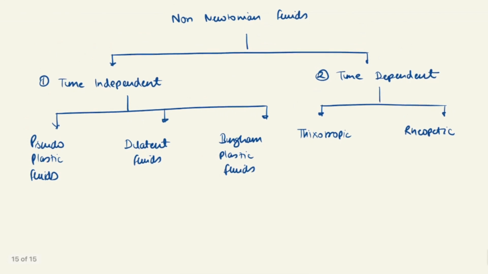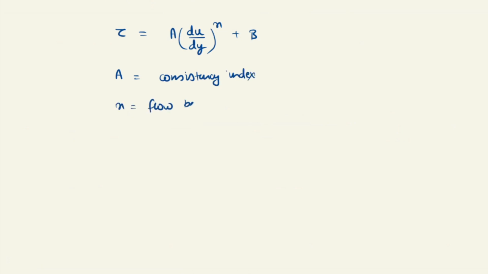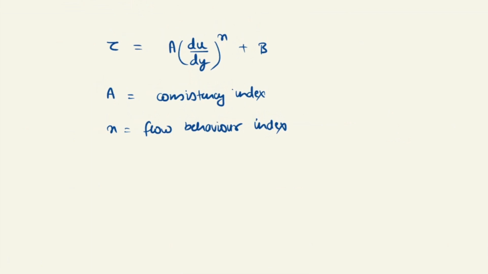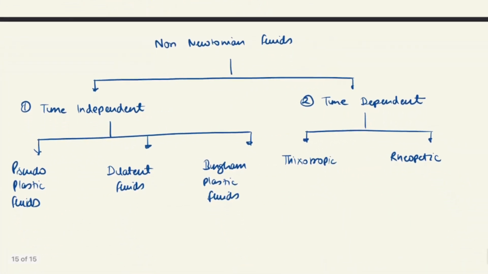Before discussing non-Newtonian fluids, let us discuss some theory regarding it. Okay, the shear stress equation is something like this: tau equals A (du by dy) raised to power n plus b, where A is the consistency index, and n is the flow behavior index. So we will see this equation again in the classification of non-Newtonian fluids.